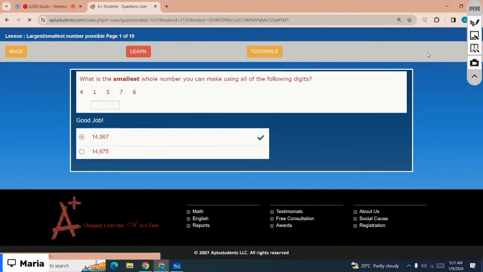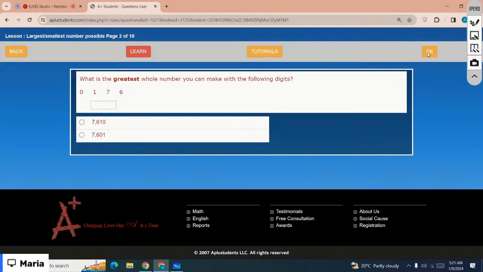Okay, the next one is, what is the greatest whole number you can make with the following digits? So which is the correct option? Option 1 or option 2?